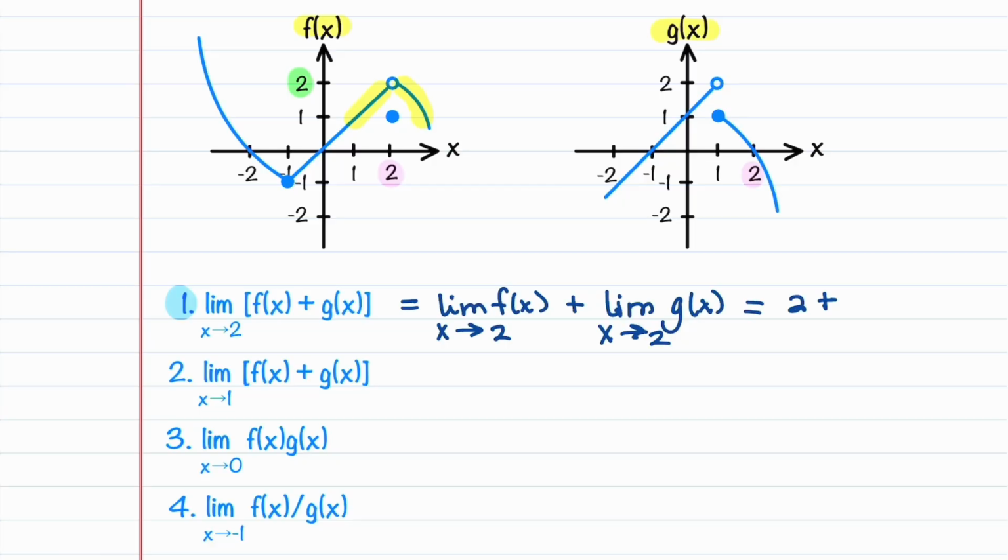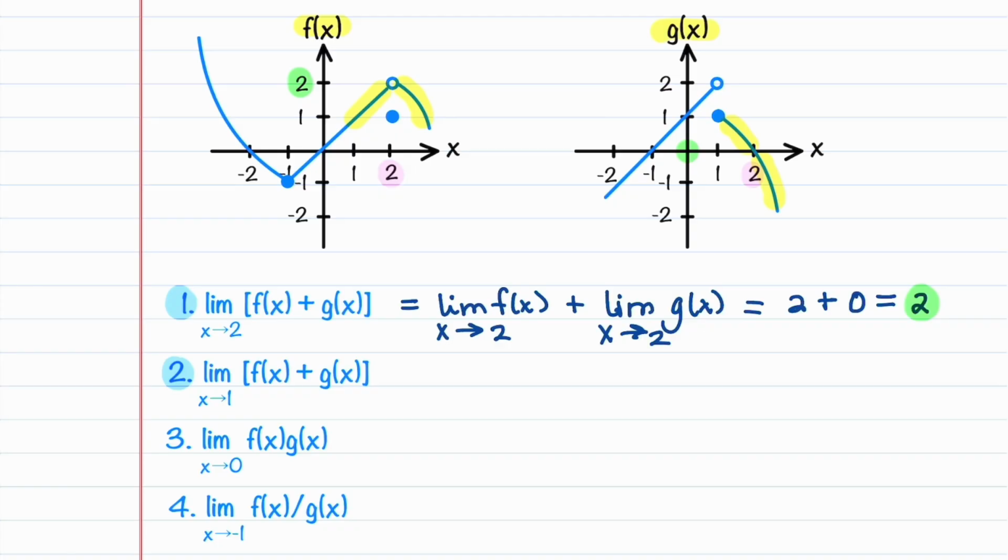Now let's do the same thing for our graph on the right. We are going to be approaching 2 from the left and from the right. And you can see that we get to the value of 0. So we're going to add 0 to this, and then our answer is equal to 2. Let's now look at our second one.